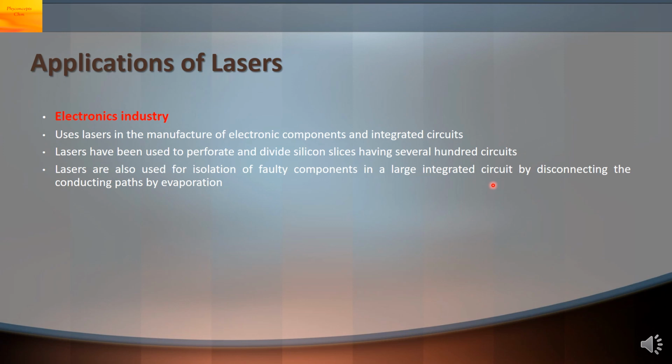Integrated circuit contains very small components, and if you want to isolate the faulty components, that can be done by disconnecting the conducting paths by evaporation. This evaporation is done by the lasers, so that can be done very easily. Trimming of thick and thin film resistors using lasers is a very common application.